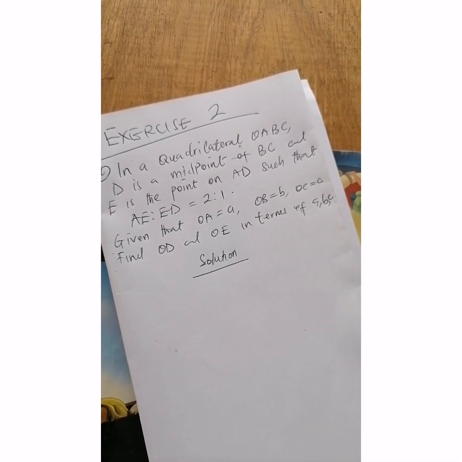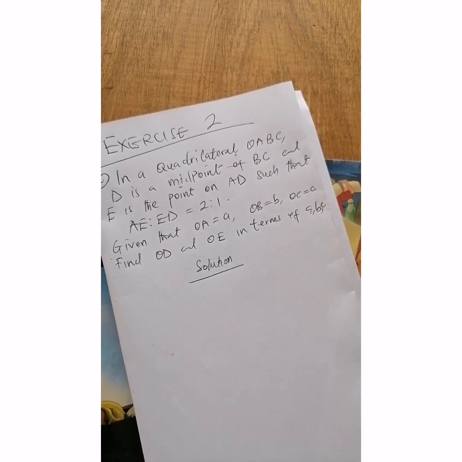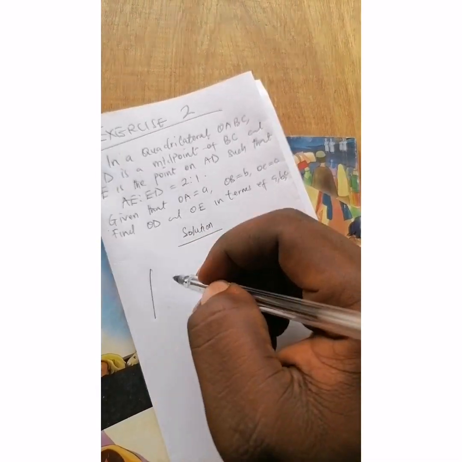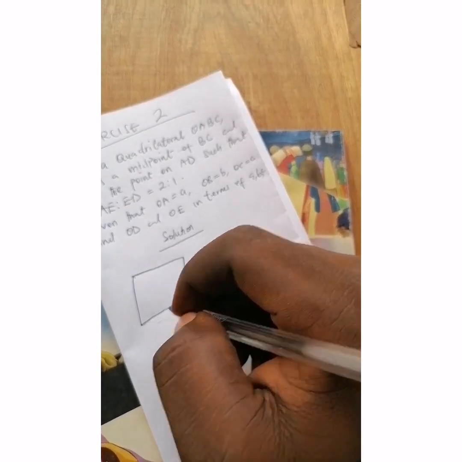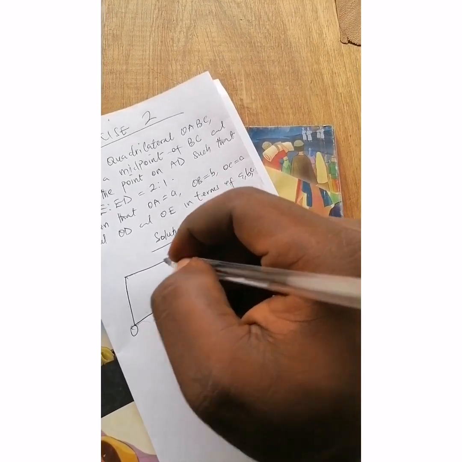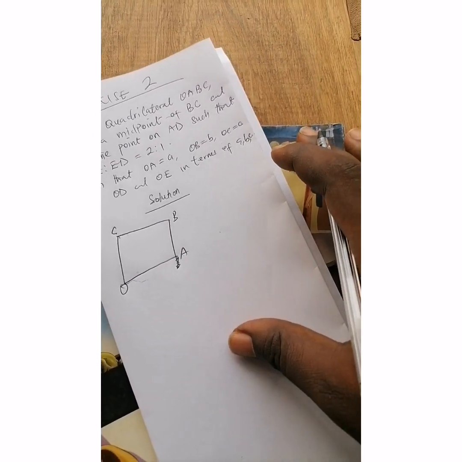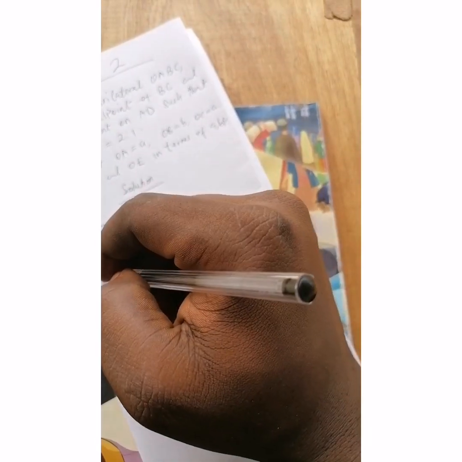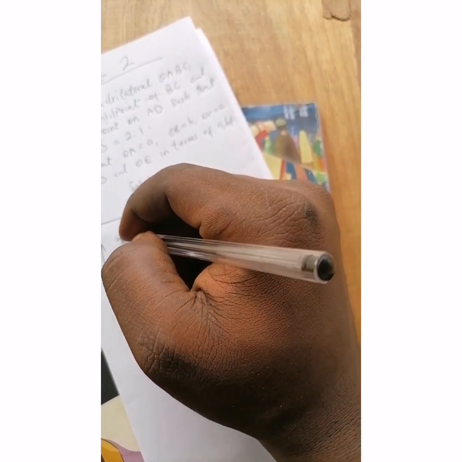So first of all, the question says OABC is a quadrilateral. Now you need to know what a quadrilateral is. A quadrilateral is just any four-sided figure, so we just draw any four-sided figure. So this is OABC. Now this is our OA, this is our OC, and this is our OB. So OA is A, OB is B, and OC is C. Okay. Now what do we have?